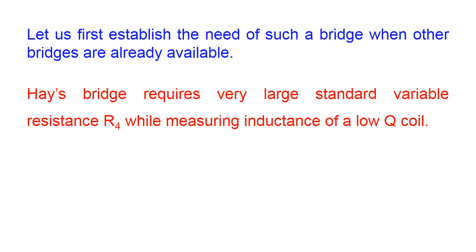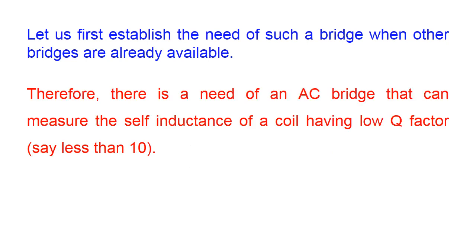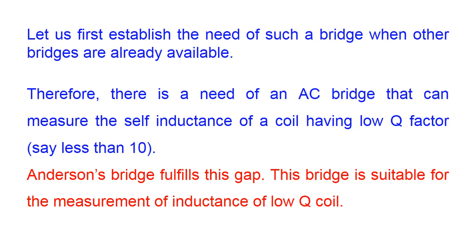Now, let us consider the case of Hay's bridge. Hay's bridge requires a very large standard variable resistance R4 while measuring the inductance of a low Q coil. This reason again makes this bridge unsuitable for the measurement of inductance of a low Q coil. Therefore, there is a need of an AC bridge that can measure the self-inductance of a coil having a low quality factor, say less than 10. Anderson's bridge fulfills this gap. This bridge is suitable for the measurement of inductance of a low Q coil.